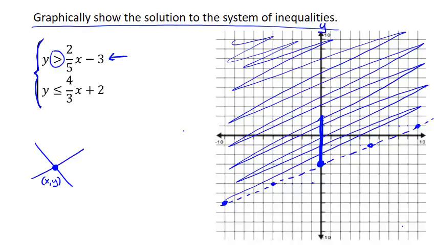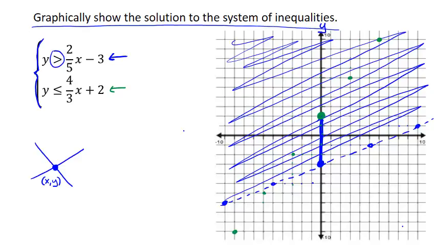So let's take a look at the next inequality now. We've got y is less than or equal to 4/3 x plus 2. So I'm going to go to the 2, my y-intercept, and put a point. And then I have a slope of 4/3. So that means up 4 and to the right 3. To get some other points, I'll go down 4 and to the left 3. Down 4 to the left 3. I'll do that one more time.